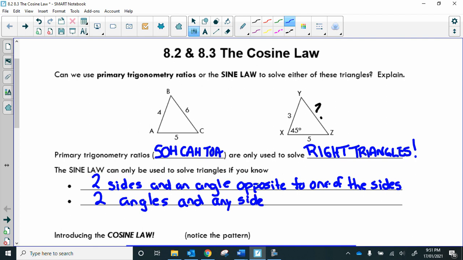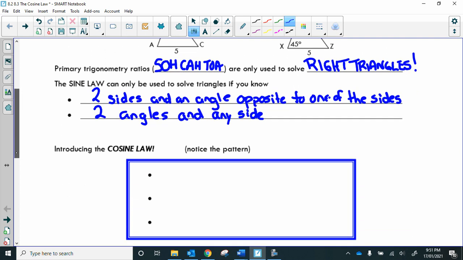Both of these statements actually relate to that side angle pair. In the first one, if you have two sides and an angle opposite to one of the sides, then you have a side angle pair, your opposite pair. In the second example, if you have two angles and any side, you can find the third angle by taking 180 and subtracting the other two. So really you have all three angles and a side, which means you again have an opposite pair. Both of these statements relate to having that opposite pair. That's what we need for sine law.